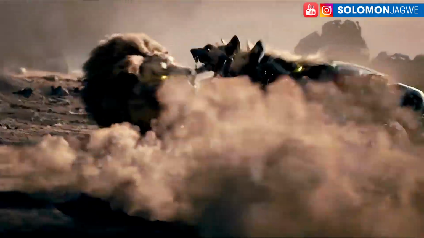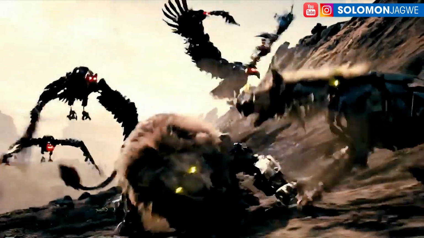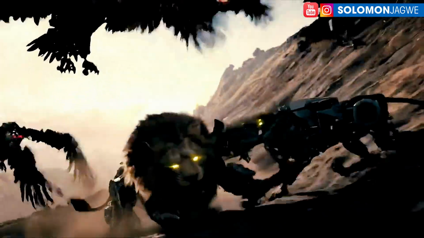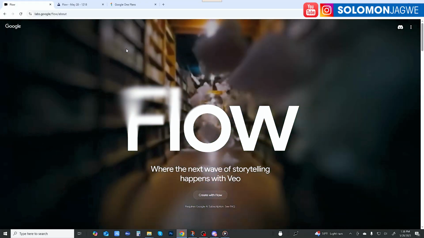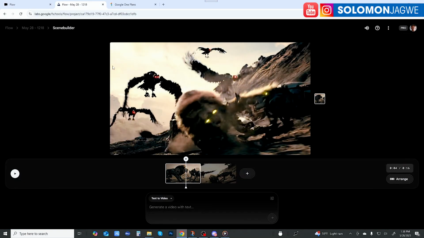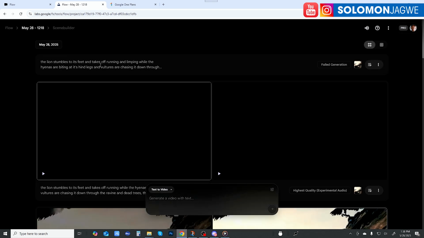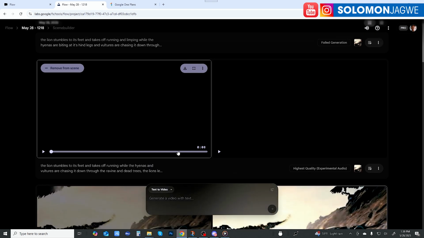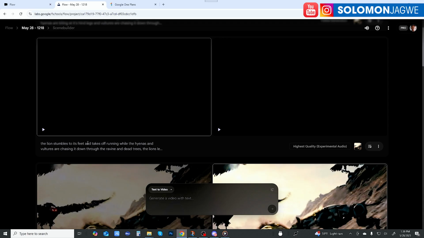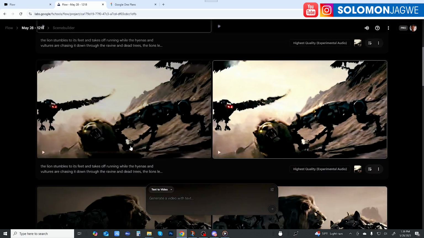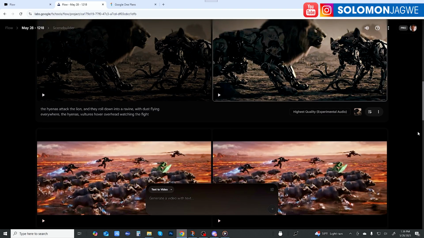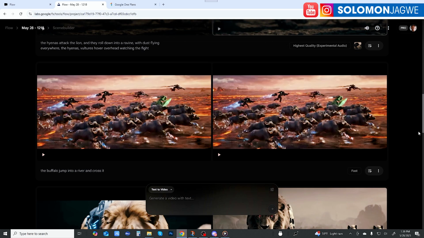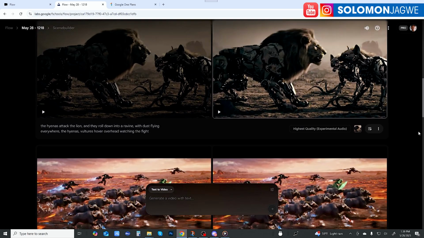And I was able to put those scenes together using Flow. But it's wild, the way they're able to take information just from a prompt. So here I'll show you by hand. This is what I was able to generate, and you can see some of the prompts that I used. A lion stumbles to its feet and takes off running. So this is a bunch of simple prompts put together, and then VEO is able to take it.